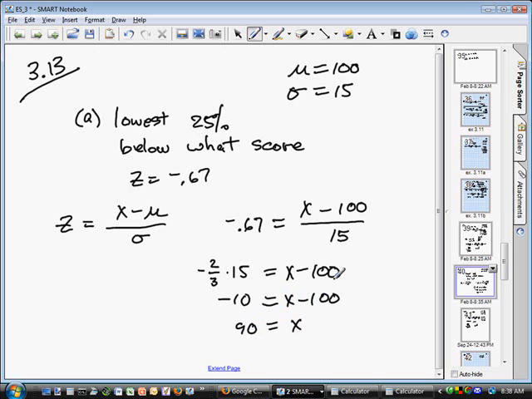There it is. Below what score are 25% of the IQs? Answer: 90. So that's the answer to part A. Anybody need clarification on part A before I move over to part B? I'm going to make a new page because it's too crowded.